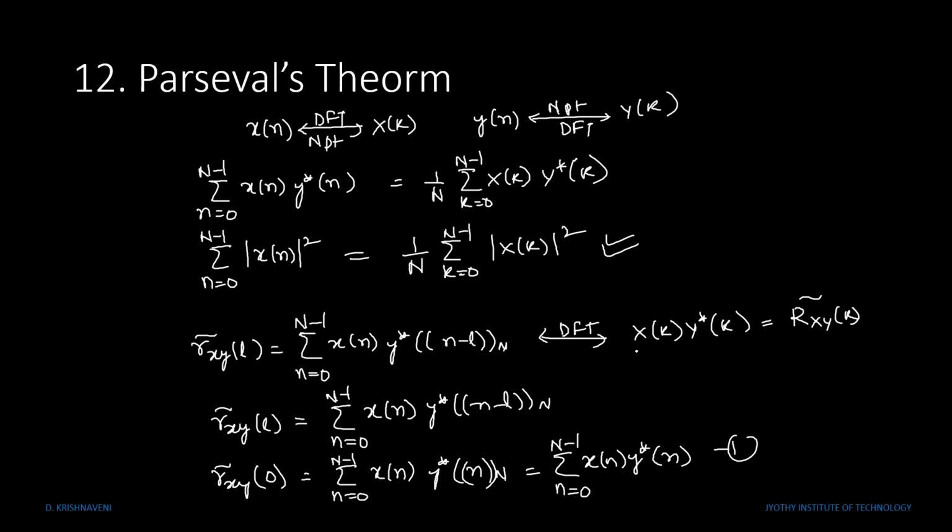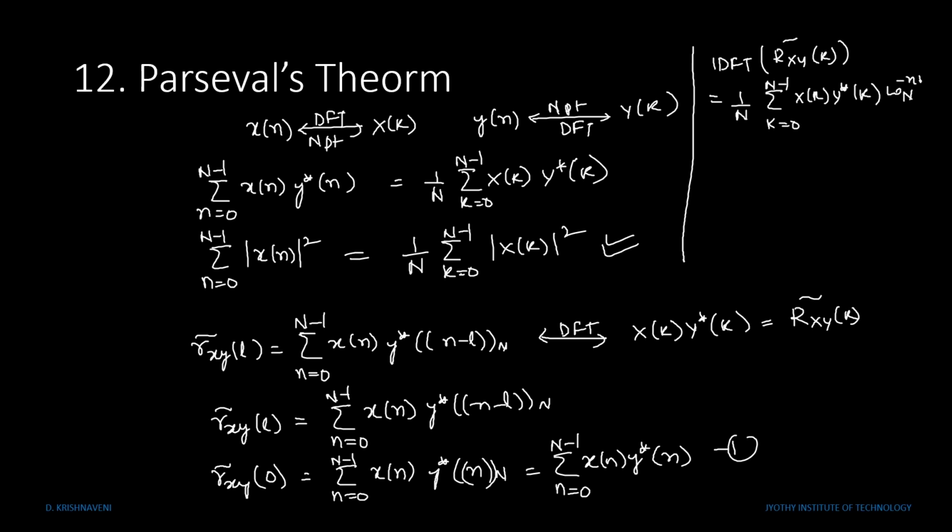Now from the correlation property we know that IDFT of Rxy of k will be equal to Rxy of L. So we'll take that also and solve it here. IDFT of Rxy of k is equal to 1 by N summation k equal to 0 to N minus 1 Rxy of k, which is X of k into conjugate of Y of k, into W N to the power of minus Lk. Instead of n we have to use L, because it is Rxy of L, not Rxy of n.